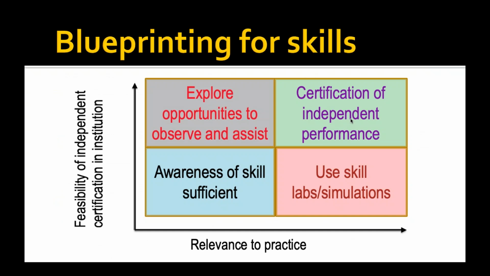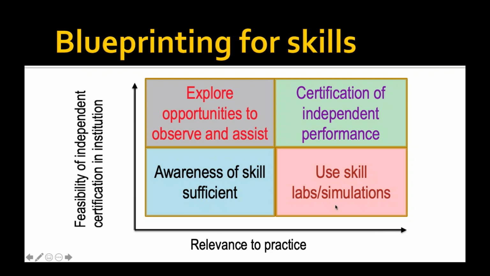Now, one of our expert group members, Dr. Krishna Seshadri from Chennai, developed this grid, and I find it extremely useful. If you view the competencies along two axes, one is their relevance to practice. I gave you the examples: basic life support, for example, extremely important for an undergraduate. Placing a central line, for example, maybe not that important or that relevant. And then feasibility of independent certification in the institution. Some skills where you can easily do it, some skills where it will be difficult. So you can place all the competencies into one of the four quadrants.